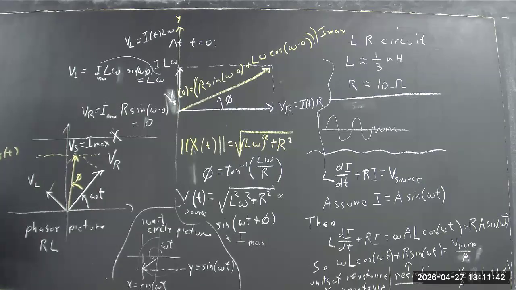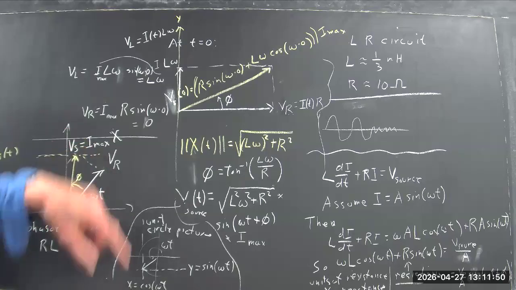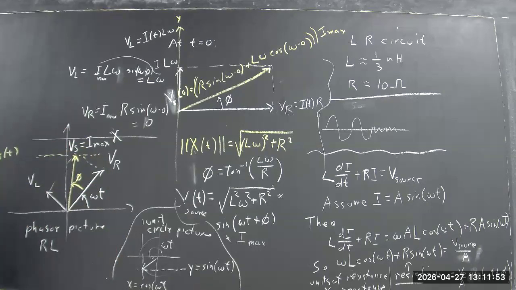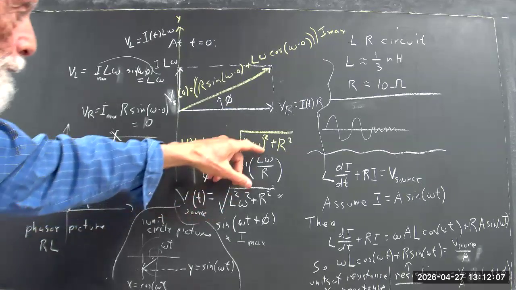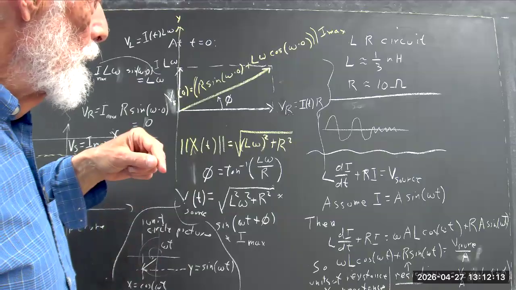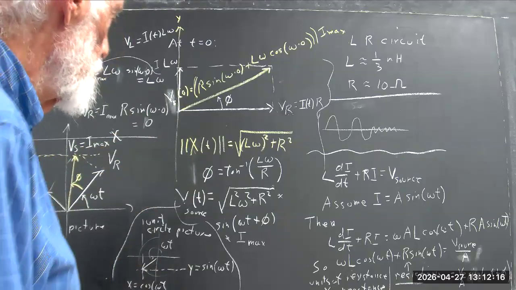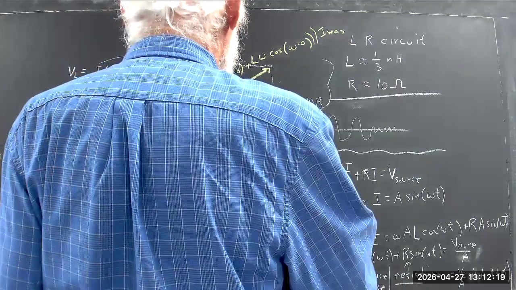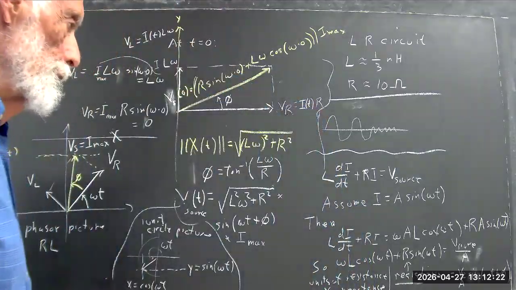Now, what I want to do, if VL is very small compared to VR, then this vector is practically the same as just VR, right? It's not out of phase, has whatever magnitude you get, okay? Phase angle is the arctangent of L omega over R. I'll just leave it like it is.